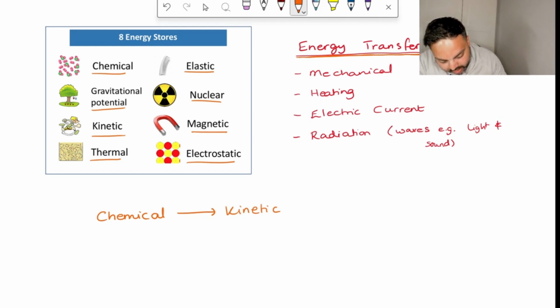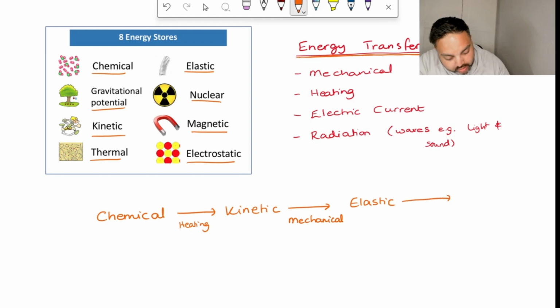How does that happen? That happens through heating, and then as that energy is released, that kinetic energy is used to increase the elastic potential energy. And how does that happen? Well, it's through a force, my hand on the slingshot, so that's going to be mechanical, and then that stored elastic potential energy is released as kinetic energy again when I let go of the slingshot, and again that is mechanical. So when we talk about mechanical, we are talking about forces, okay?